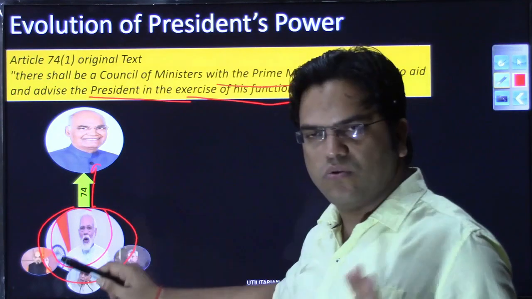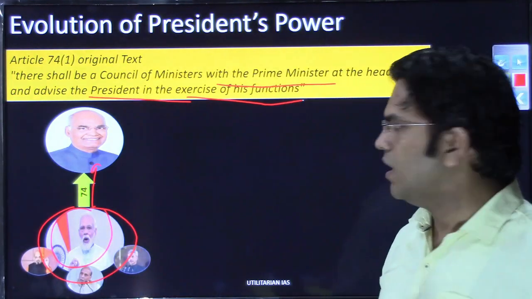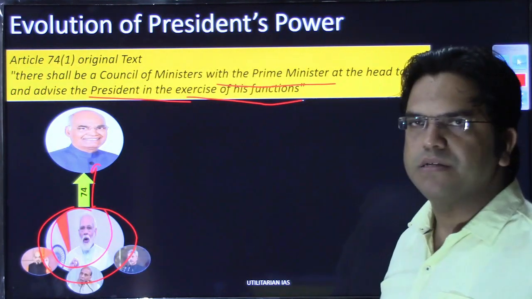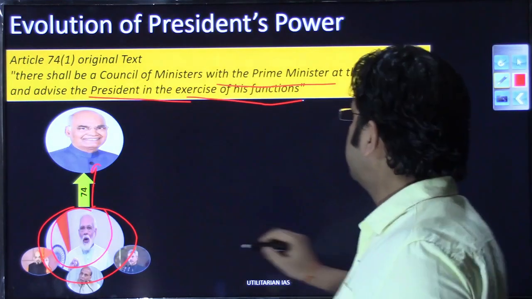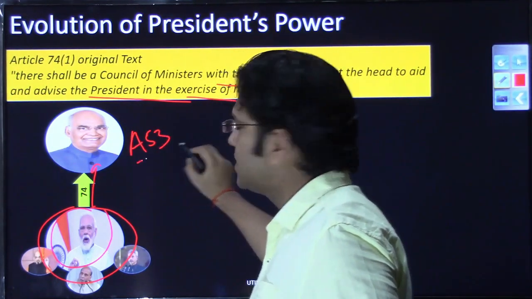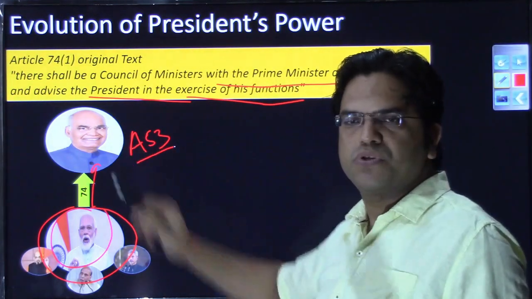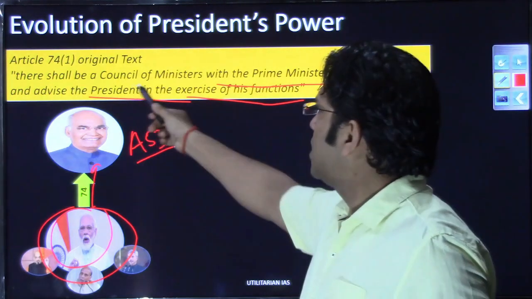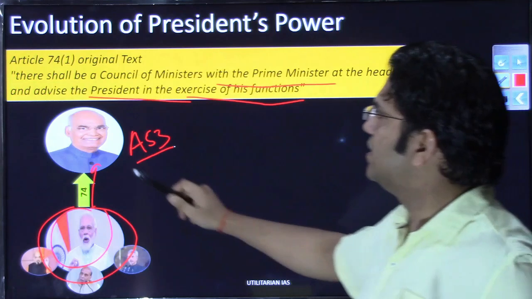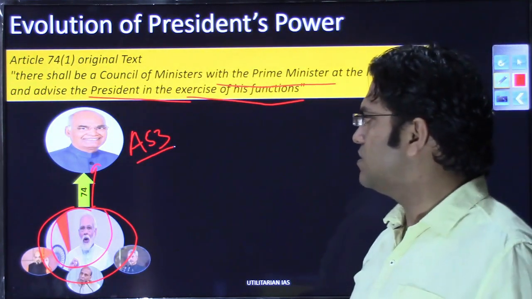Again I am emphasizing that almost every real decision will be taken by this council of minister headed by the prime minister, but that will happen in his name, and that is being said by Article 53. We see in Article 53 that all the executive power is vested in the post of president. So there shall be a council of minister, I'm reading it again, with the prime minister at the head to advise the president in exercise of his functions.